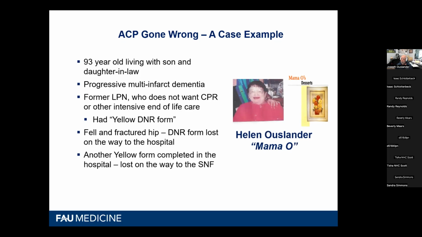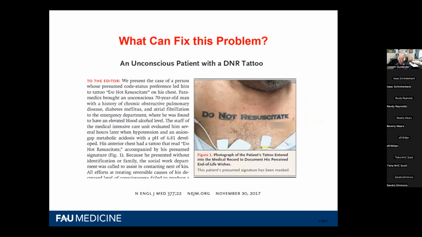And I can tell you that my mother, she worked as an LPN until she was 90, went through CPR and had broken ribs and ended up on a respirator because her DNR forms were lost. That wouldn't have been okay with me. So I'm not sure what you need to do this effectively. I don't think everyone needs a tattoo with their advance directive on it. Like this person, this is a real picture from the New England Journal of Medicine.